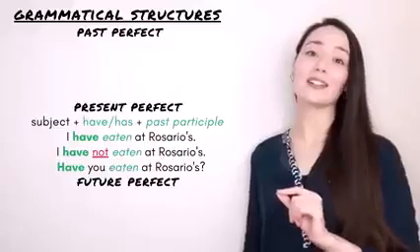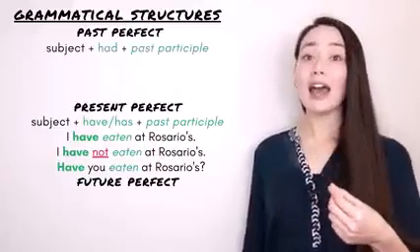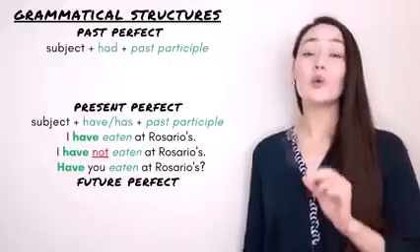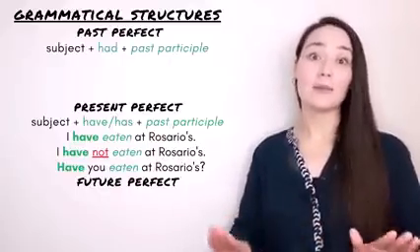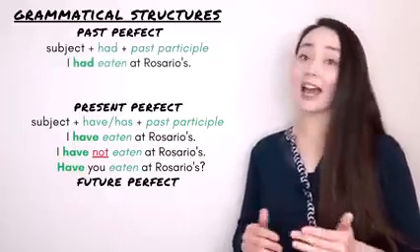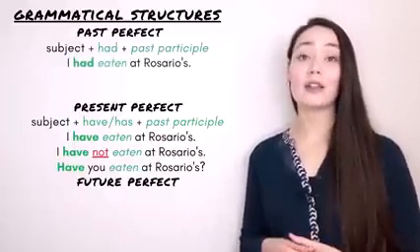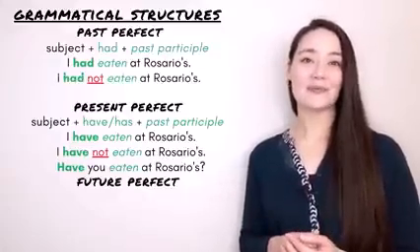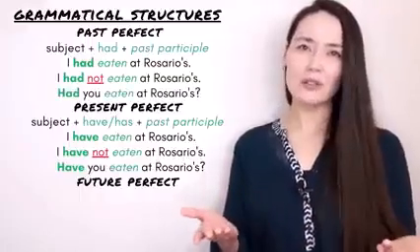Past perfect: subject, had plus past participle. The good news is we use had for all subjects. I had eaten at Rosario's. Negative: I had not eaten at Rosario's. Had you eaten at Rosario's?